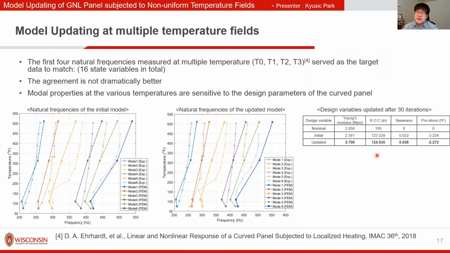Thus, we tested updating the model based on a larger number of frequency data. That is, 4 natural frequencies at 4 different sets of temperature fields were used as state variables for the model updating. The result here shows that the agreement is not noticeably improved. As you can see in this table, there is a difference in the initial and updated design variables. A relatively small change of design variables resulted in a noticeable change in the frequency curves here, indicating that the model properties at localized temperature fields are very sensitive to these design parameters.